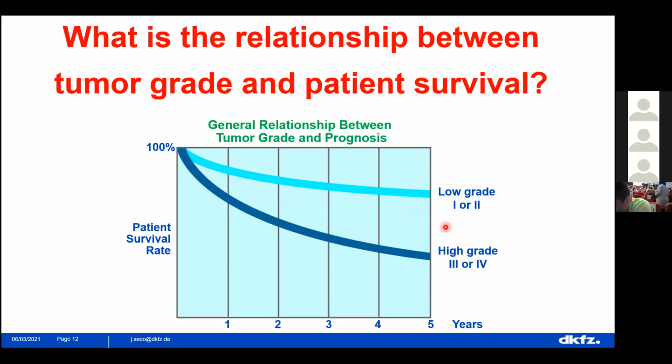While the high grades have a very poor survival at 5 years, usually around 20%, sometimes 30% survival. This is a factor of usually 2 or 3. So it's a very poor survival rate. And this is what radiotherapy tries to do. It tries to improve the survival rate.